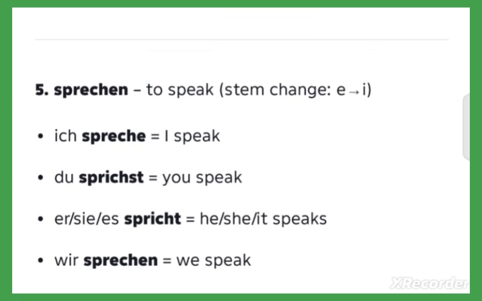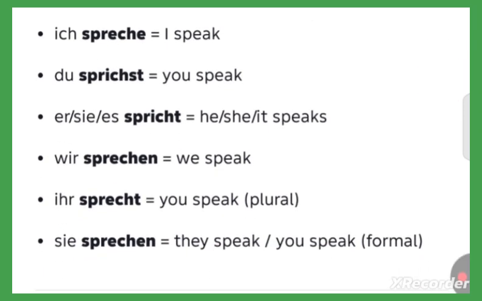So you can say ich spreche, meaning I speak. For example, ich spreche Deutsch. Deutsch is German. So ich spreche Deutsch, I speak German. Ich spreche Englisch, I speak English. Ich spreche Tonga, I speak Tonga. But when your subject is du, the E will change to I. So it's not du sprechst, no, it's du sprichst, meaning you speak.